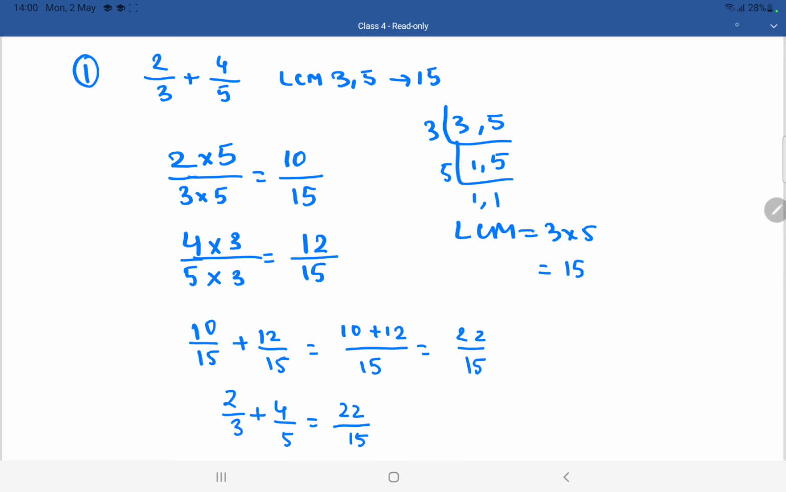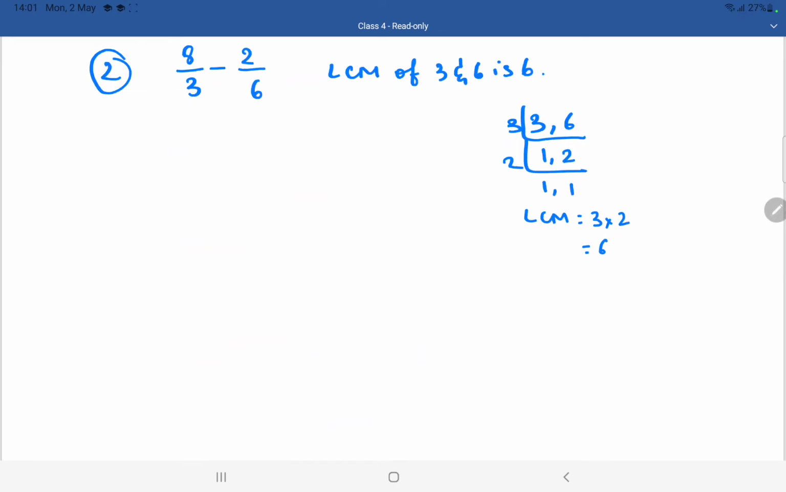Okay. So students, the next question is 8 by 3 minus 2 by 6. First, we observe that there are different denominators. So first, we need to convert them into the same denominator, that is like fractions. So what is the LCM for 3 and 6? It is 6. How did we get 6 as the LCM for 3 and 6? Because if you just do the LCM process you see here, you will get the LCM as 6.